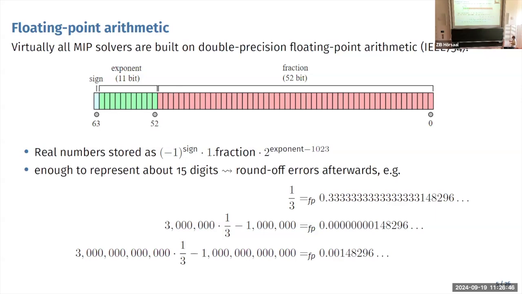And so we can look at some examples here. For instance, in exact arithmetic, 3 million divided by 3, or times 1/3, minus 1 million should be 0, but in floating point arithmetic, you might get something like this.